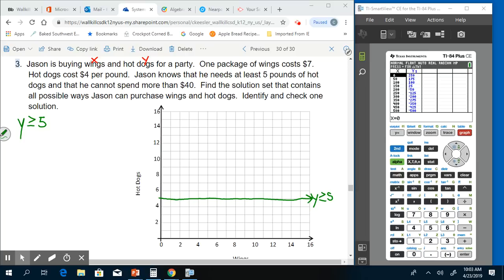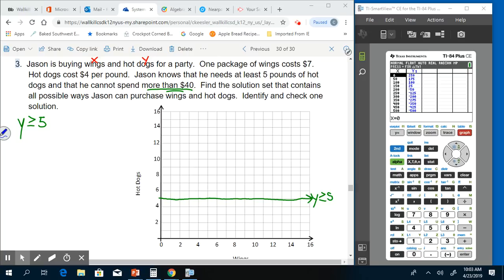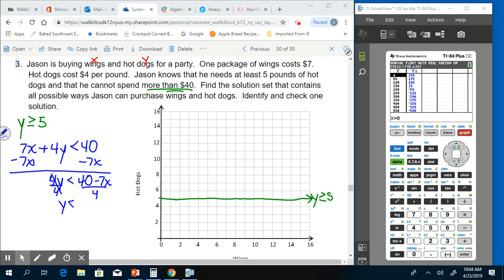And then we know that he cannot spend more than $40. So for our second equation, we have to apply our prices. So that would be $7 per wing plus $4 per hot dog pound is no more than 40, so less than 40. Rewriting our equation by subtracting 7x, we get 4y is less than 40 minus 7x. Dividing by 4, we get y is less than 10 minus 7/4 x.